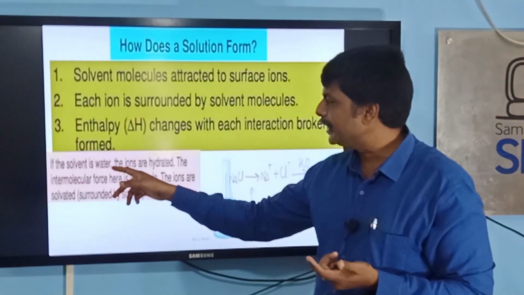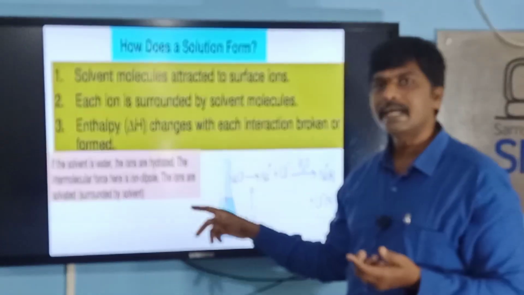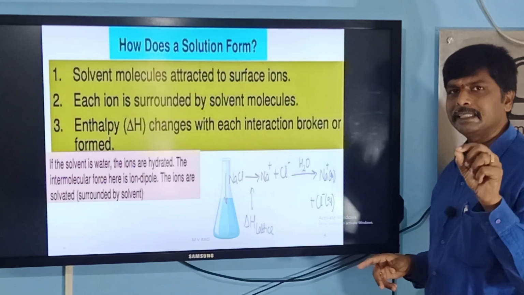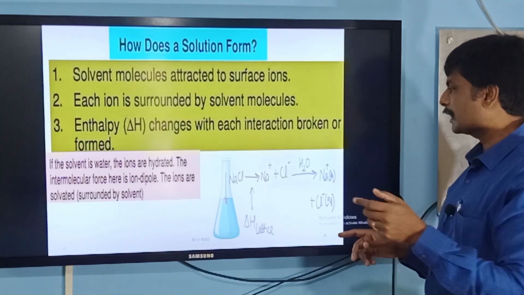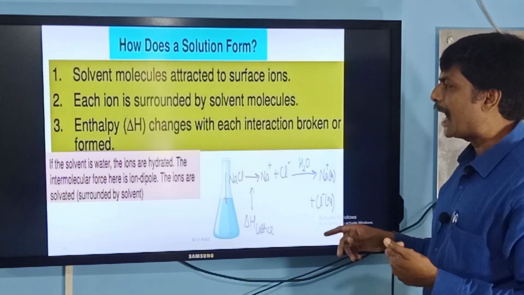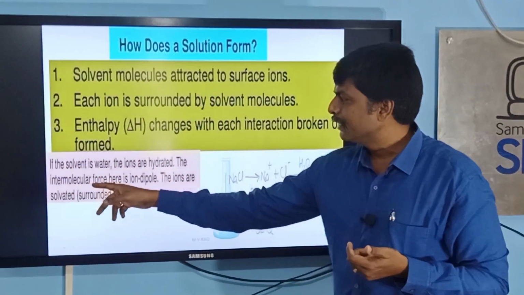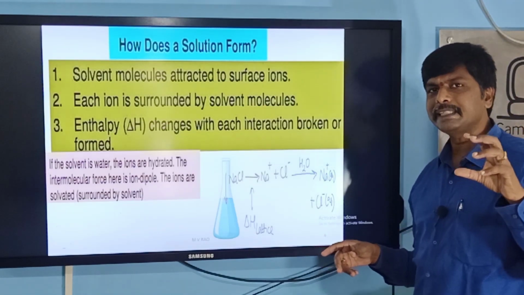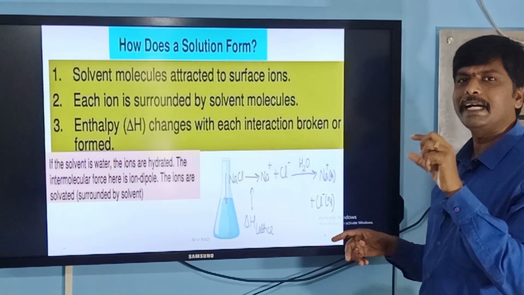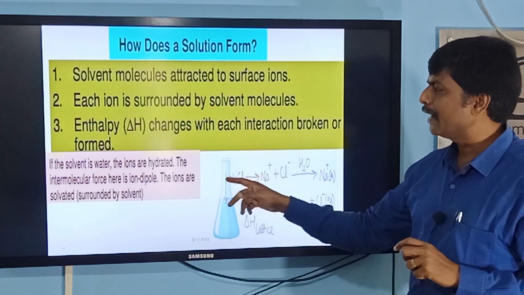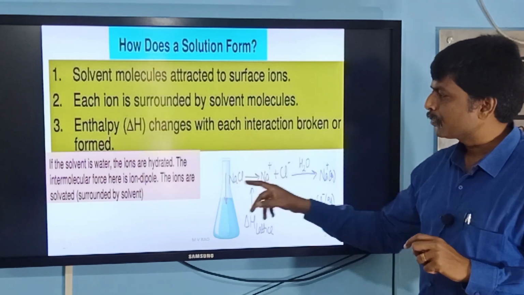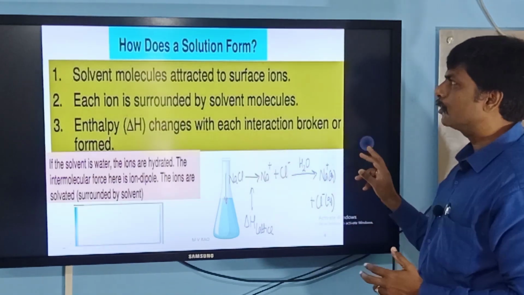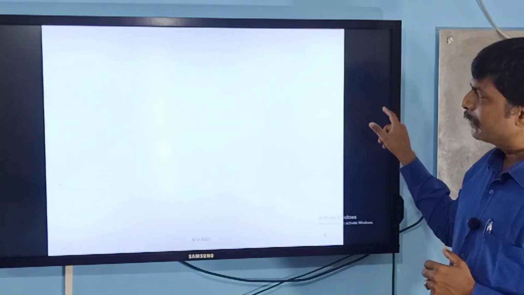If the solvent is water, the ions are hydrated. Na plus solid is converted into Na plus aqueous, hydrated. The intermolecular force here is ion dipole: Na plus is the ion, water is a dipole. The ions are solvated, that means surrounded by solvent. What type of force? Ion dipole. So you will see one by one.